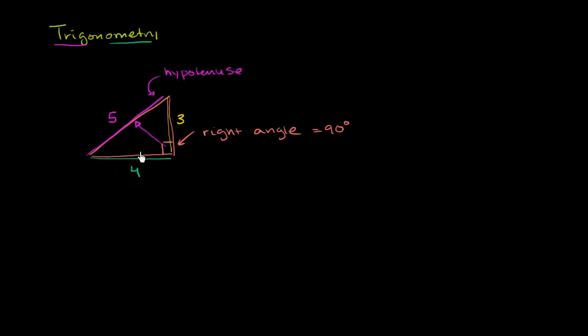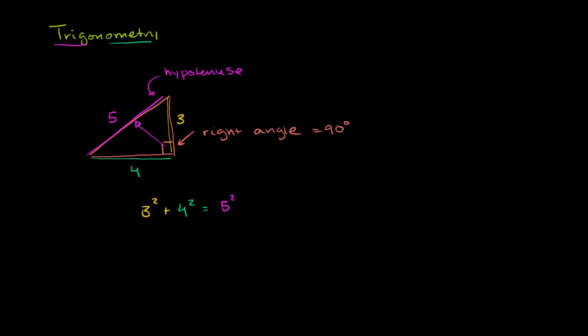And you can verify that for this right triangle, the sides work out. We know from the Pythagorean theorem that 3 squared plus 4 squared has got to be equal to the length of the longest side, the length of the hypotenuse squared, which is 5 squared. So you can verify that this works out. This satisfies the Pythagorean theorem. Now, with that out of the way, let's learn a little bit of trigonometry.